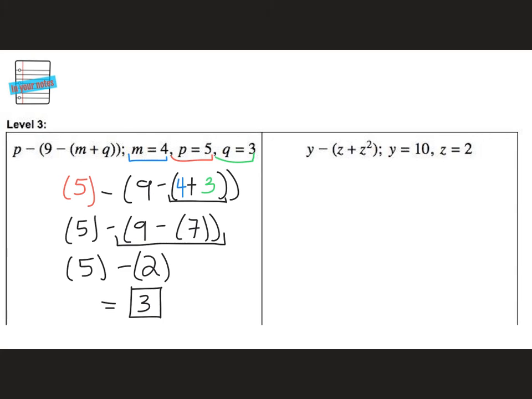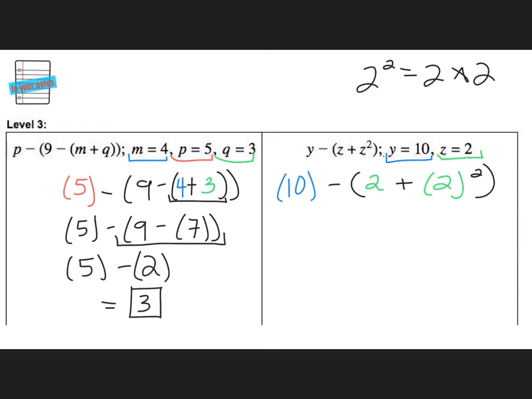One more example here. So again, this time, wherever we see y, we're going to put 10. Wherever we put z, we'll put 2. So y is 10, so we'll put that in to start. Minus z is 2 plus another z, which is 2 squared. All right, so starting in the parentheses, we have addition and we have an exponent. So 2 squared is like 2 times 2, so that'll give us 4.